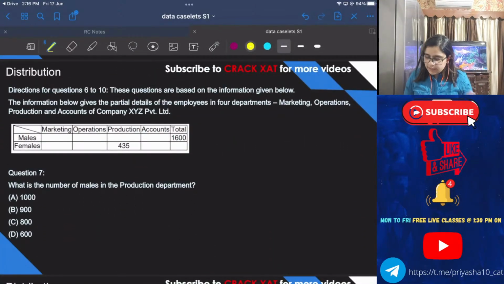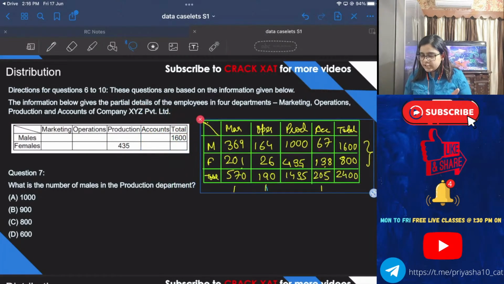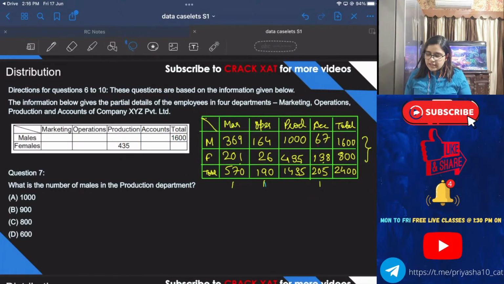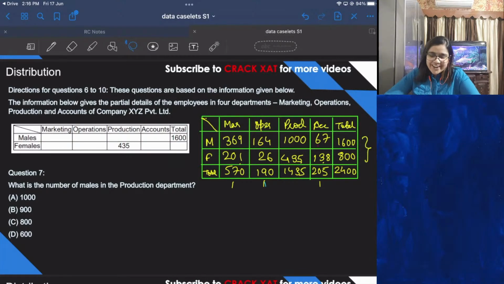What's the number of males in the production department? Direct question, no calculation. Production department, males. Come on, quick answers. Fastest finger first for this question. Tejaswini first.